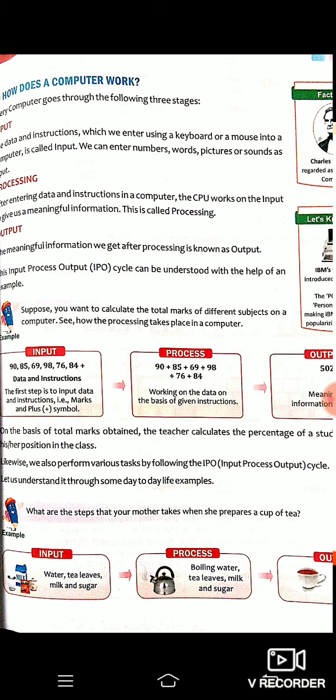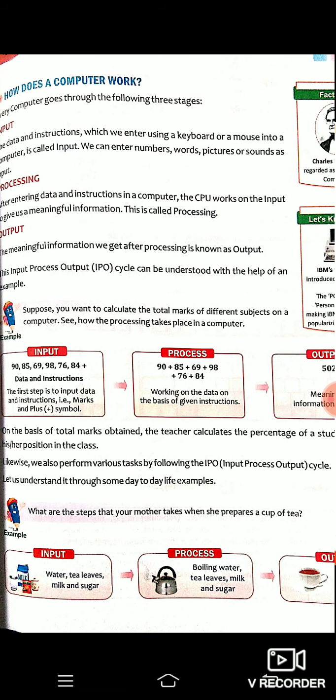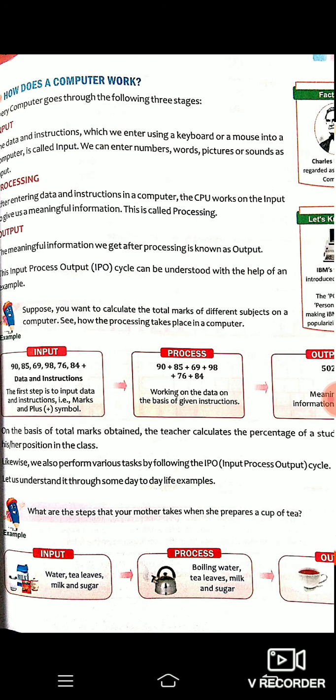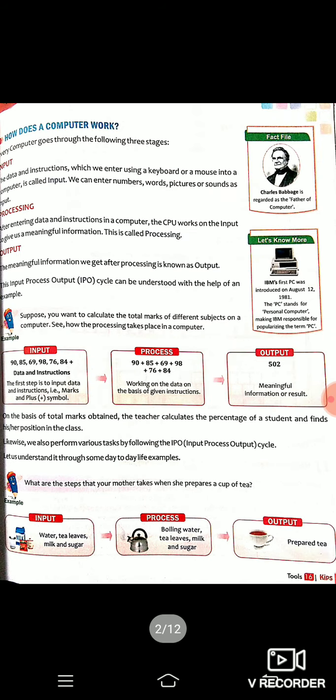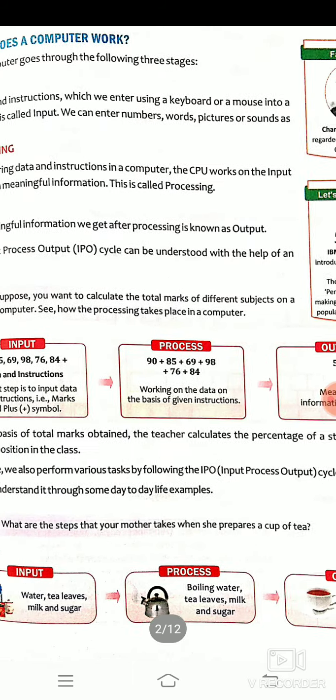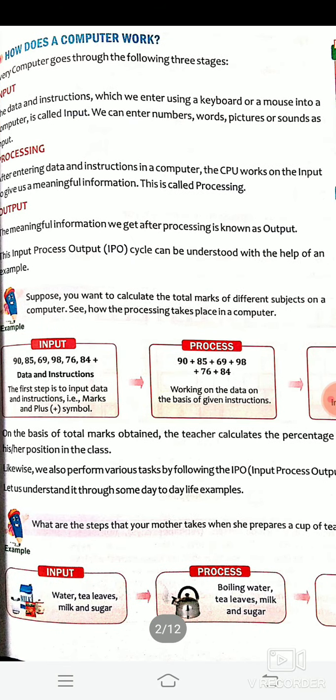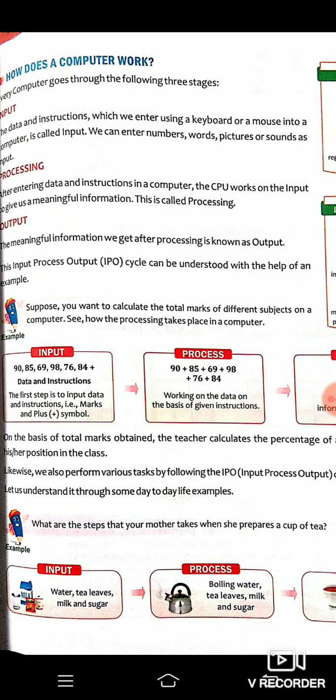And last is output. The meaningful information that we get after processing is called the output. So output is the final result that we get after processing. Combined, this working process of the computer is called the IPO cycle. This input process output cycle can also be understood with the help of the given examples.